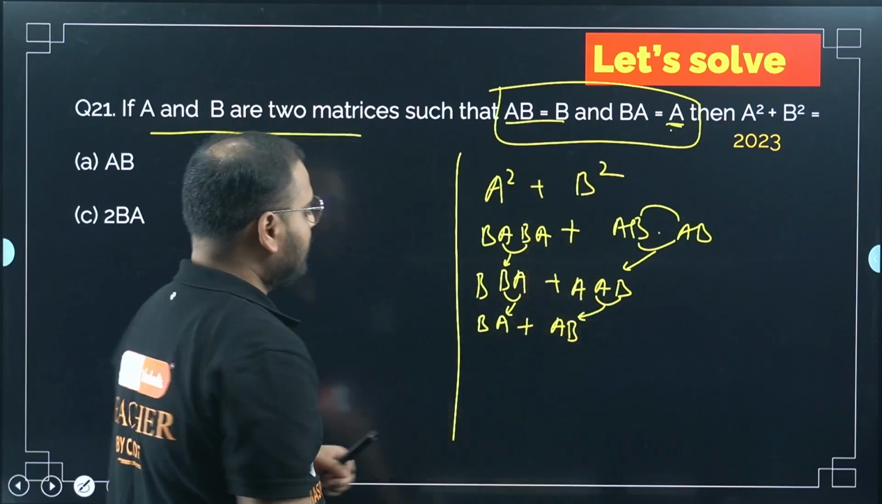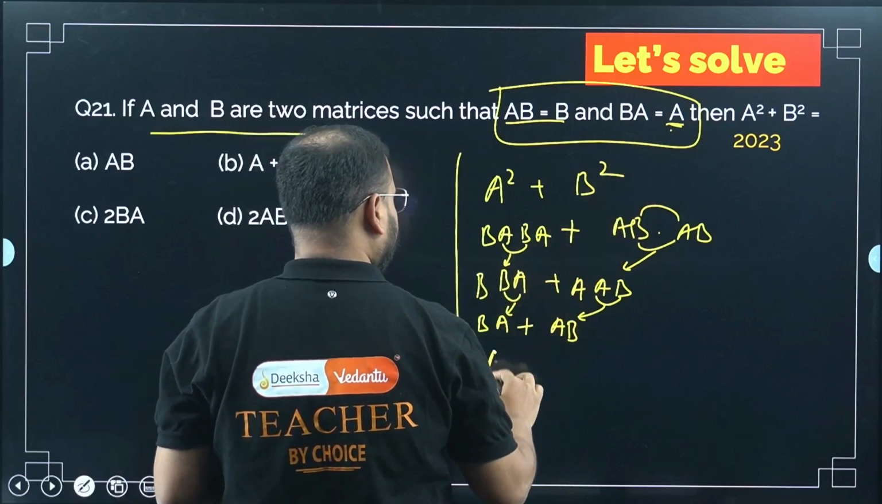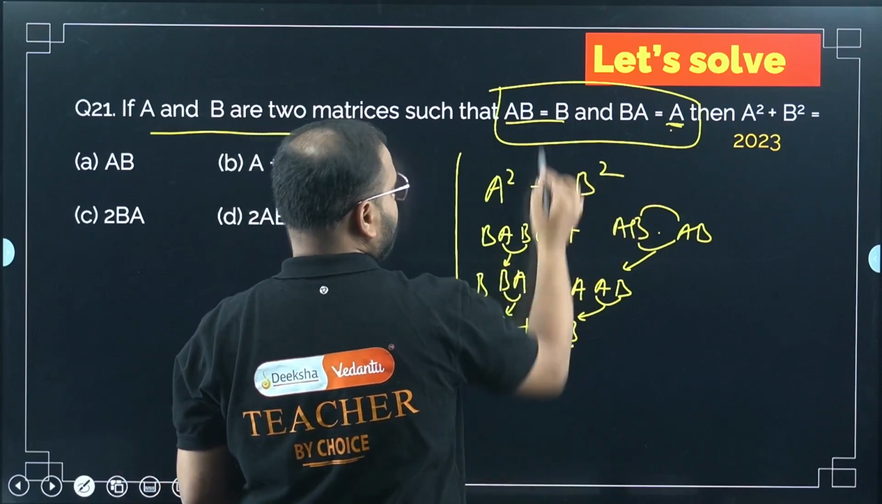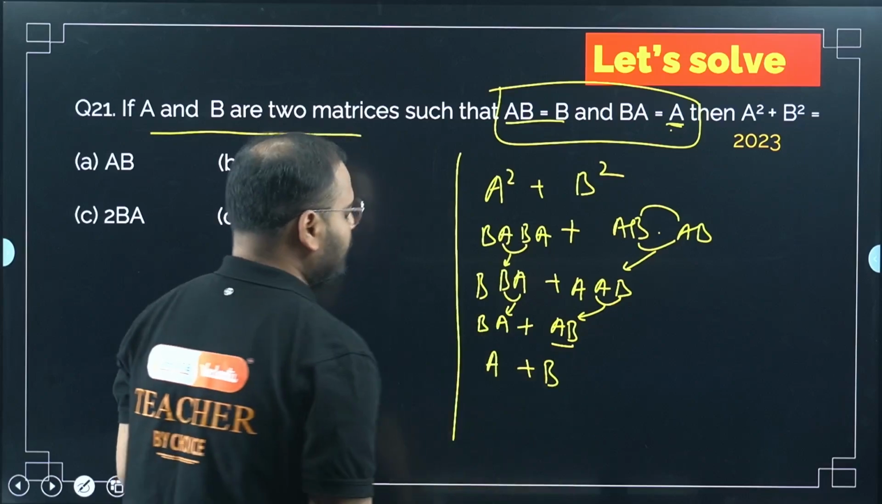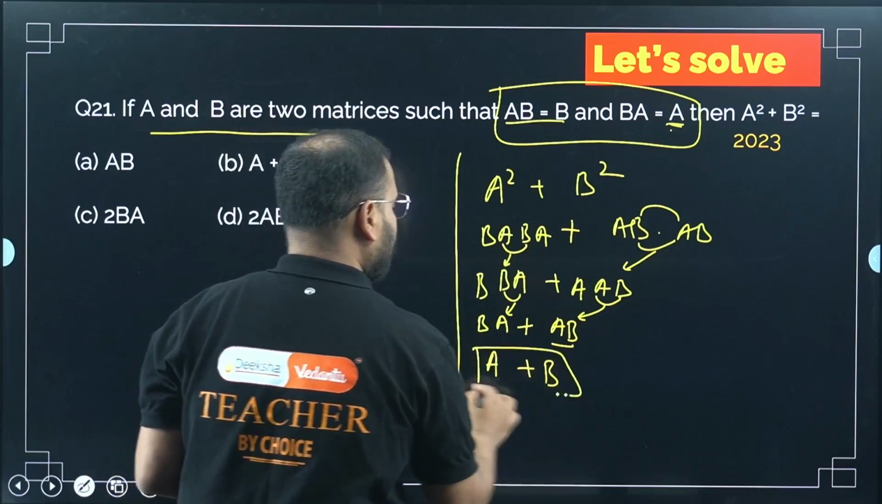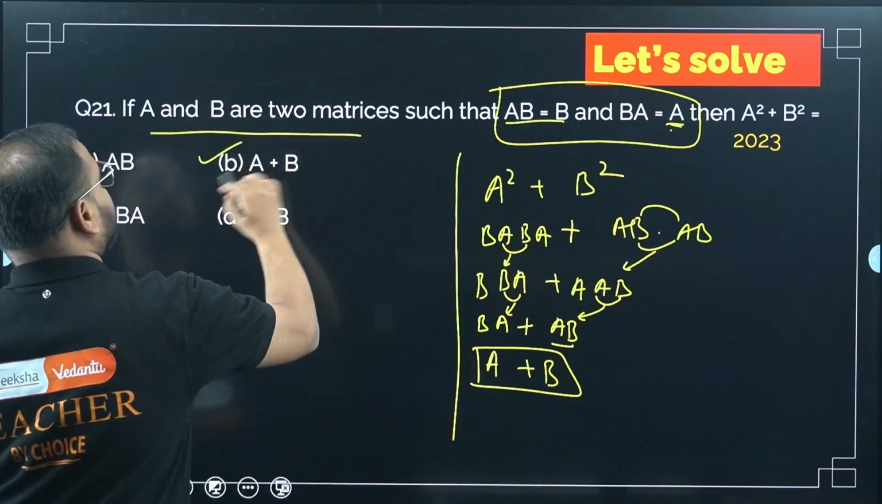This AB is going to be B. Now what is my BA value? A. What is my AB value? B. Okay. A plus B, option B is there.